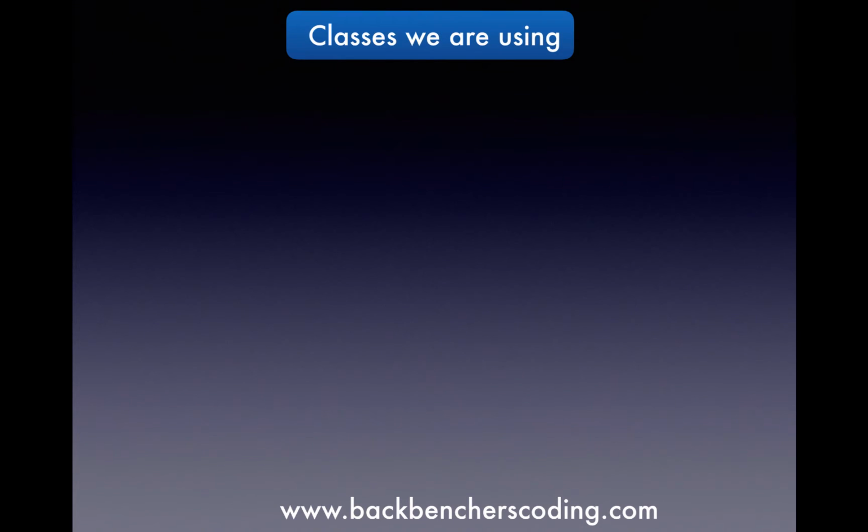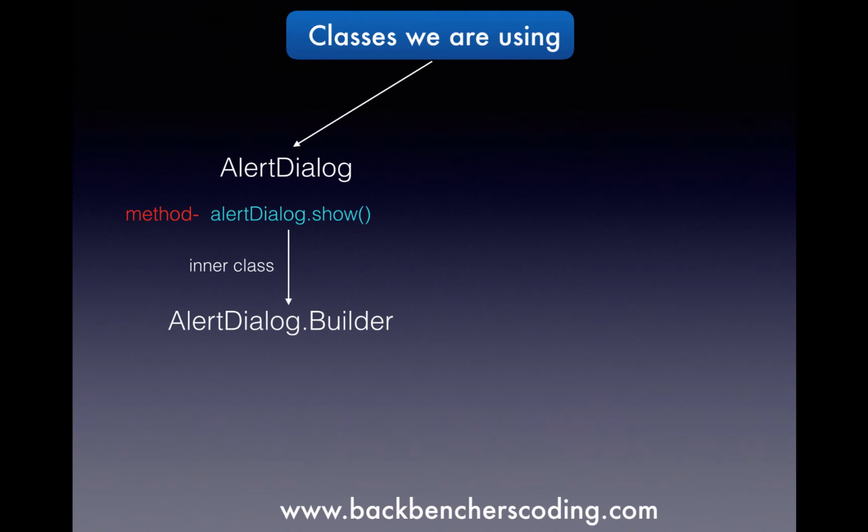The classes we are using are: first, alert dialog, which is a subclass of dialog that displays 1, 2 or 3 buttons. The method we use here is alertDialog.show, which displays the dialog box onto the screen. Here we are also using the inner class AlertDialog.Builder, which is a static class that provides methods like setIcon, setTitle, setCancelable, and so on.